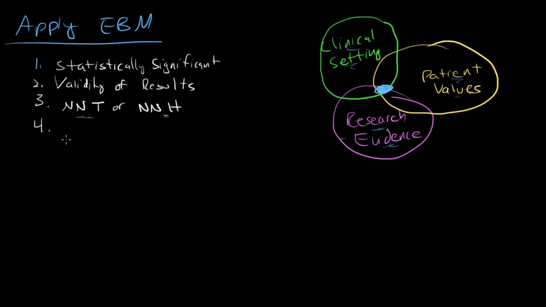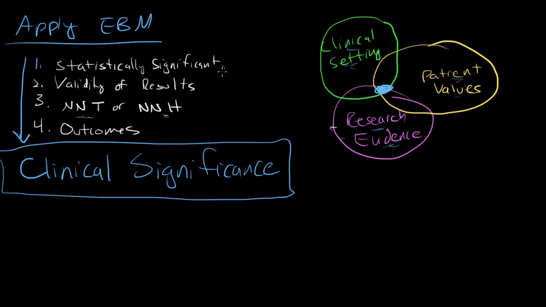Finally, look at important outcomes. What are the outcomes of the research evidence you're looking at? Does it apply to your patient? What are the outcomes your patient is looking at? Once you've reviewed all these things from your research evidence, you can determine if it has any clinical significance. Just because a study is statistically significant doesn't mean it's clinically significant. Clinical significance requires more judgment and thought.